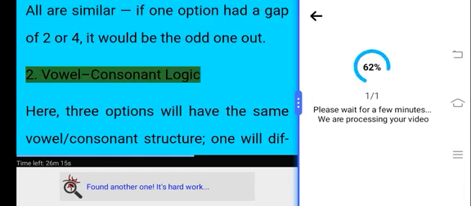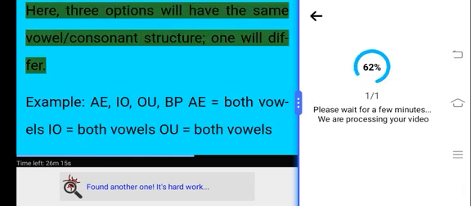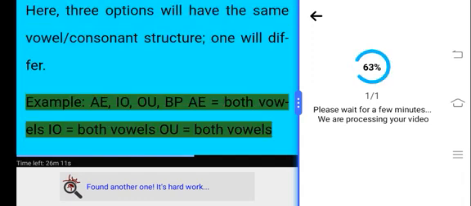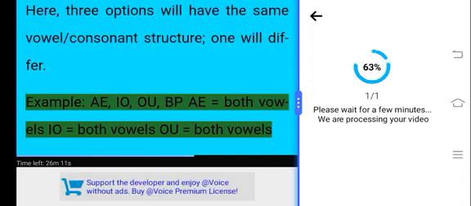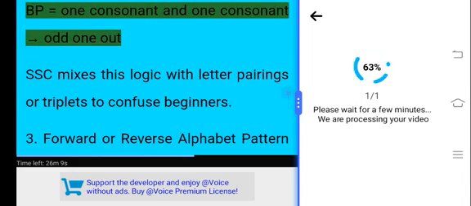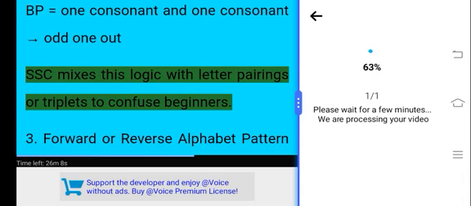2. Vowel consonant logic. Here, 3 options will have the same vowel consonant structure, 1 will differ. Example: A, E; O, U; B, P. A, E equals both vowels, O, U equals both vowels, B, P equals consonant and consonant, so that is the odd one out. SSC mixes this logic with letter pairings or triplets to confuse beginners.